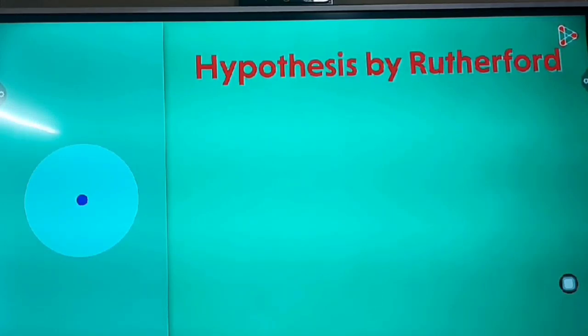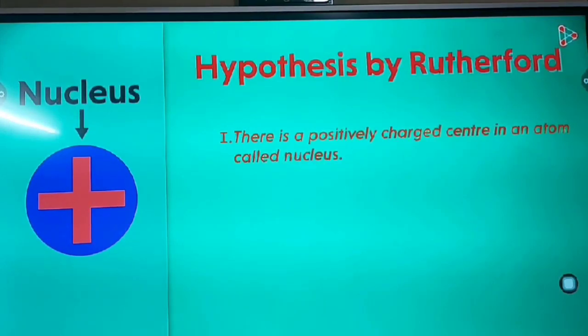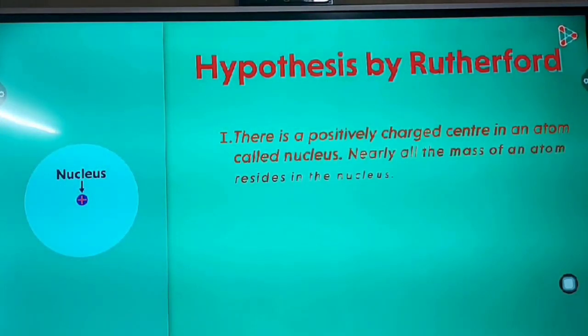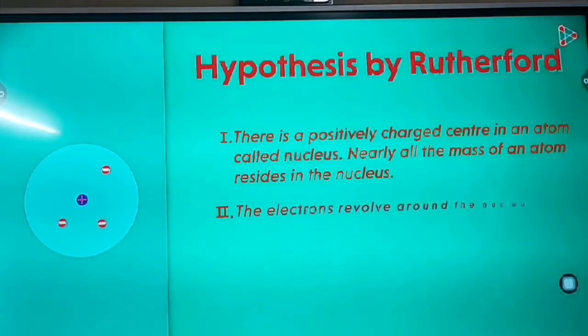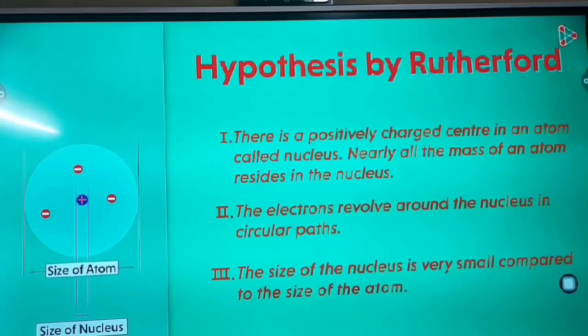Let's have a look at the hypothesis put forward by him. Firstly, there's a positively charged center in an atom called nucleus. Nearly all the mass of an atom resides in the nucleus. Secondly, the electrons revolve around the nucleus in circular paths. Thirdly, the size of the nucleus is very small compared to the size of an atom.